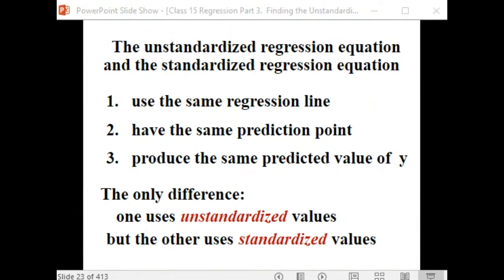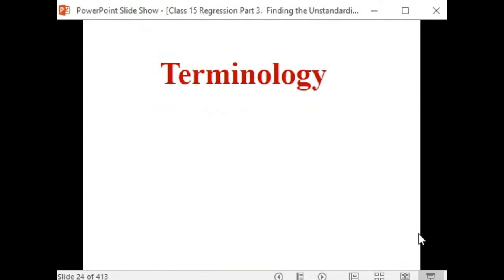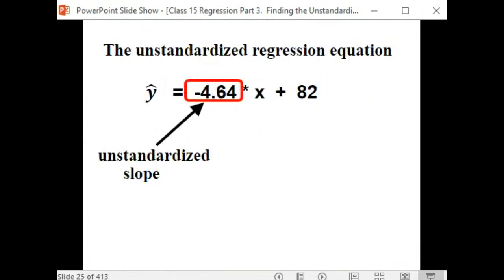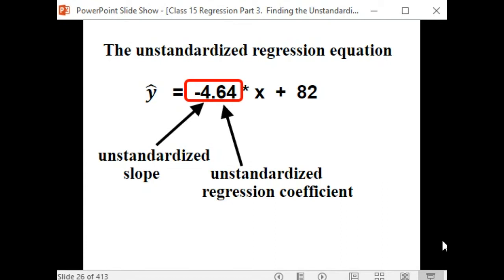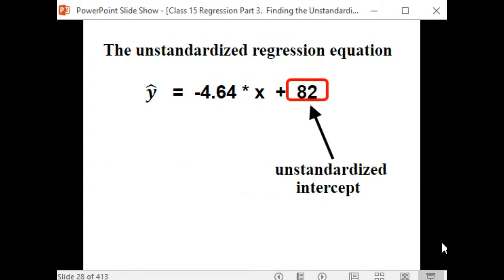Now, in the last lecture, we also learned some new terminology. In the unstandardized regression equation, the number that is multiplied times x is called the unstandardized slope. And it's also called the unstandardized regression coefficient. And the mathematical symbol for the unstandardized regression coefficient is b. The number in this part of the equation is called the unstandardized intercept. Now, the mathematical symbol for the unstandardized intercept is a.